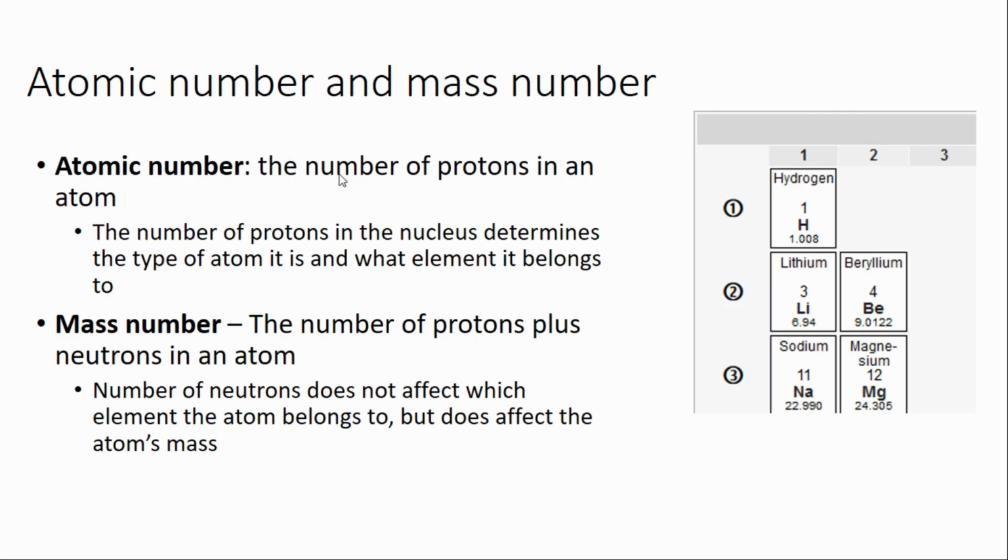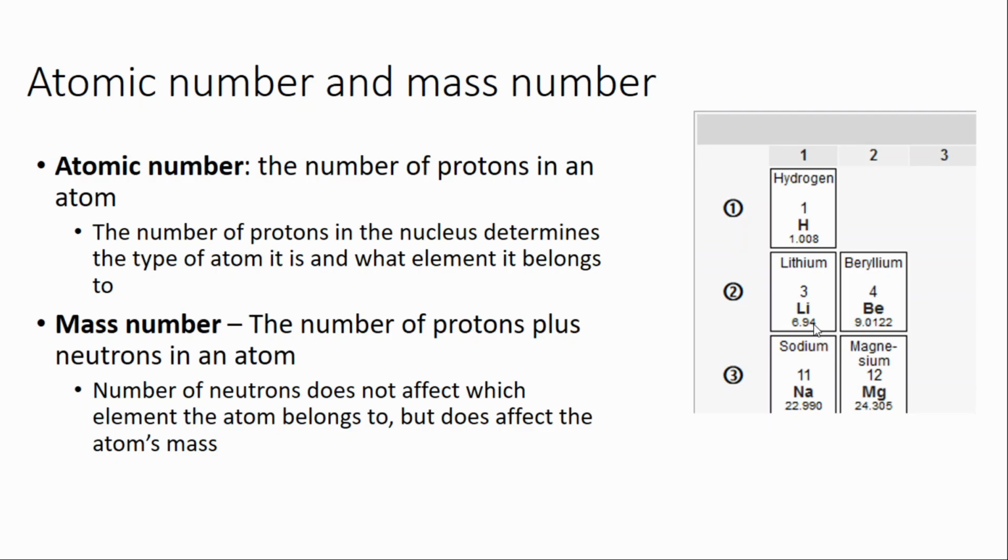So atomic number is the number of protons in an atom, and the number of protons in the nucleus determines the type of atom it is and what element it belongs to. On the periodic table, this will be the number above it, just right there. So hydrogen will have an atomic number of 1. Lithium would have an atomic number of 3, and magnesium would have an atomic number of 12.